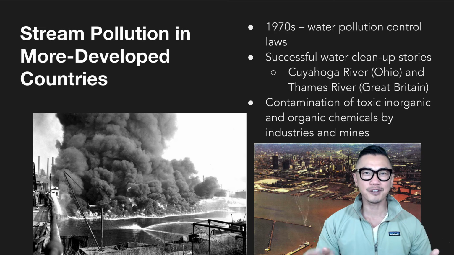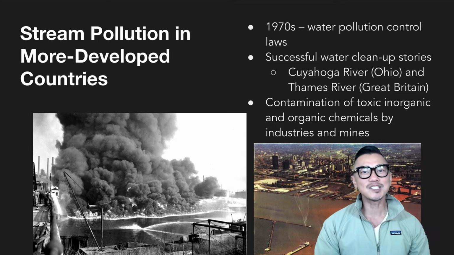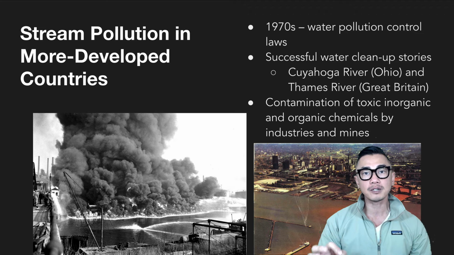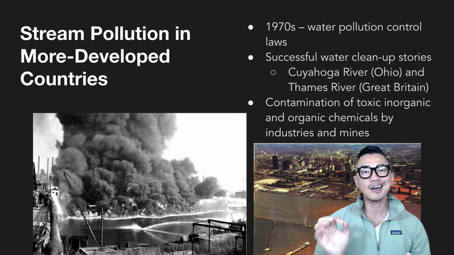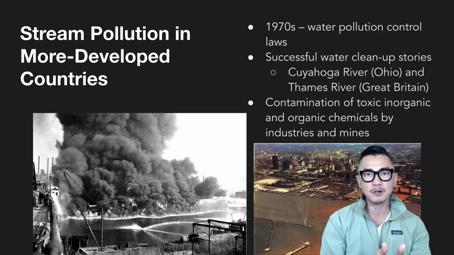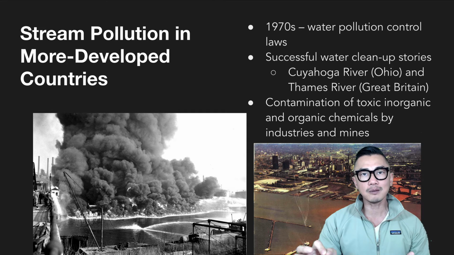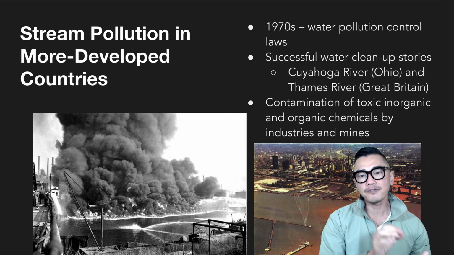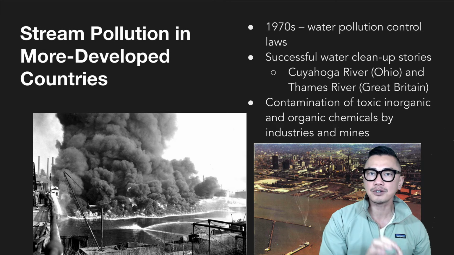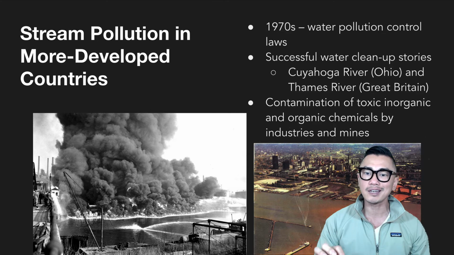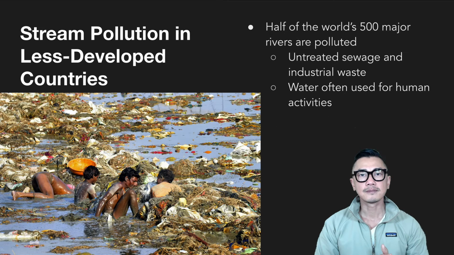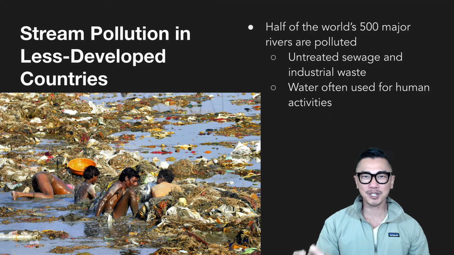More developed countries have found ways to deal with and control water pollution. In the 1970s, water pollution control laws led to successful water cleanup stories, such as the Cuyahoga River, shown burning here on the left in Ohio, and the Thames River, shown here on the right in Great Britain. These countries have found ways to deal with contamination of water by toxic, inorganic, and organic chemicals by industries and mines. The picture is different in less developed countries.